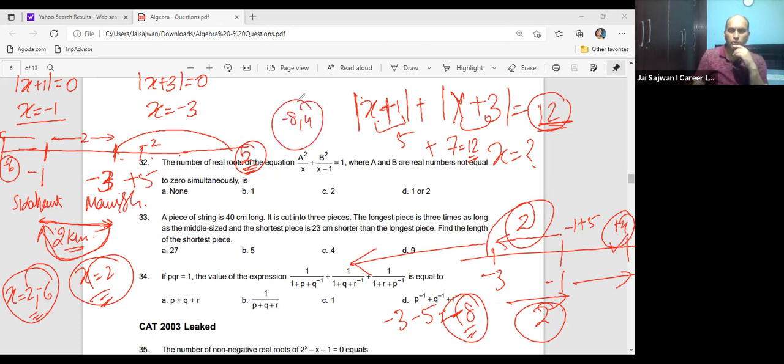I hope it is clear. You want to put the -8? -8 plus 1 is -7. Mod of that is 7. -8 plus 3 is -5. Mod of that is 5. 7 plus 5 is coming out of it. So your answer is 12 here.